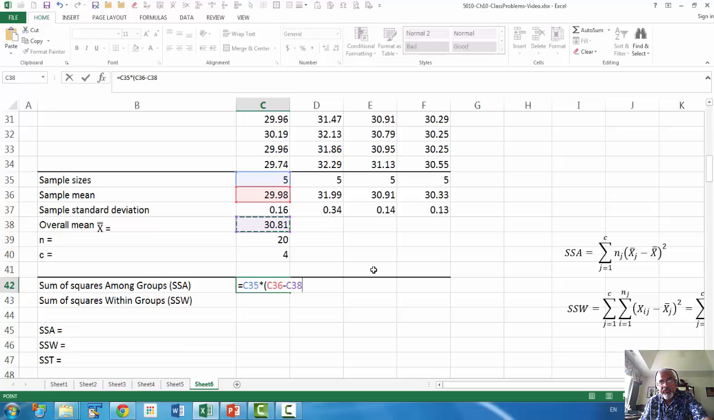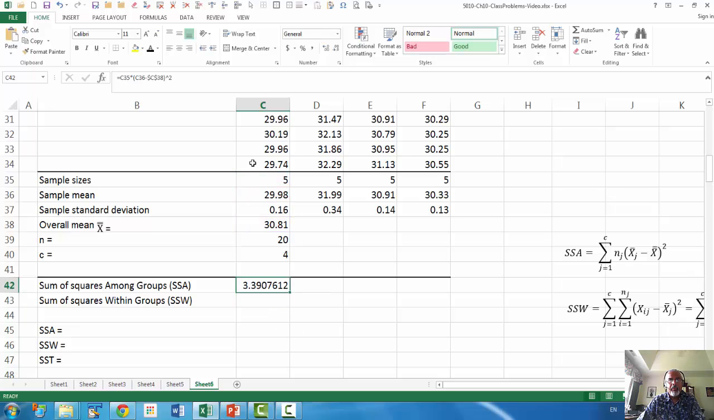So I'm going to press the F4 key to insert the dollar signs. So C38 will become an absolute cell reference. So the copy process will not change the cell reference from C38 to D38 or something like that. Okay. Now I have to square that. So n sub 1 in this case times X bar sub 1 minus X double bar squared.